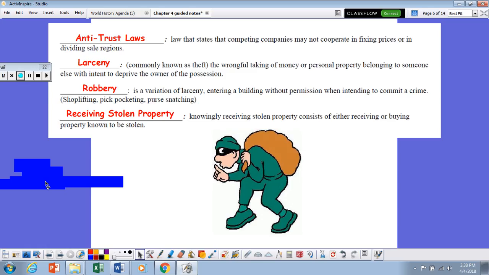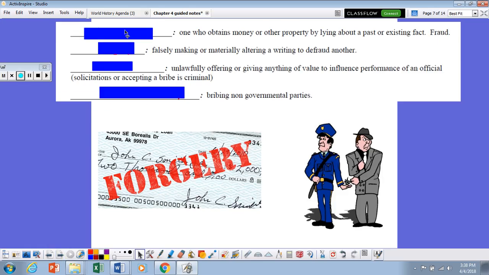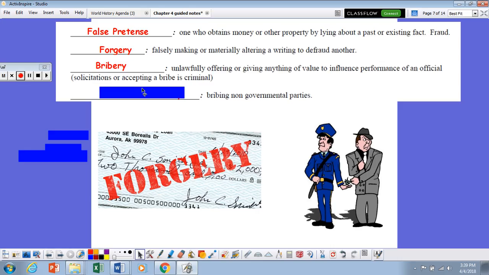Receiving stolen property: knowingly receiving stolen property consists of either receiving or buying property known to be stolen. False pretense: this is when one obtains money or property by lying about a past or existing fact. Sometimes we call it fraud. Forgery is falsely making or materially altering a writing to defraud somebody else. Bribery is unlawfully offering or giving anything of value to influence the performance of an official. And commercial bribery is bribing non-government parties, like bribing a business leader.